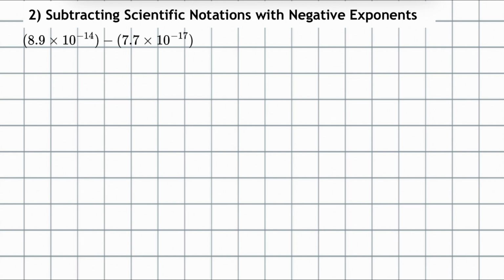In this case, since these exponents are very small, they require us to include a lot of zeros in the coefficient. We're not going to use the exponent decimal placement method. We're going to use the number line method.